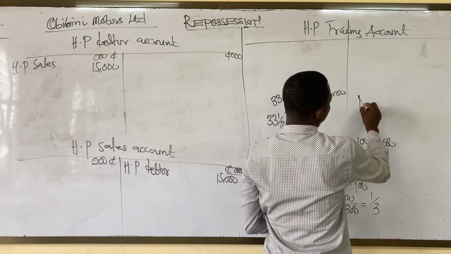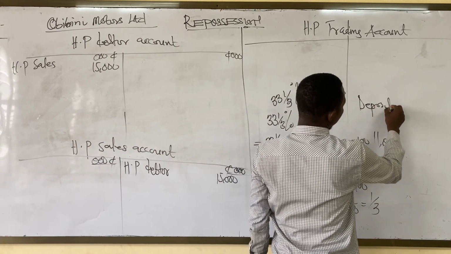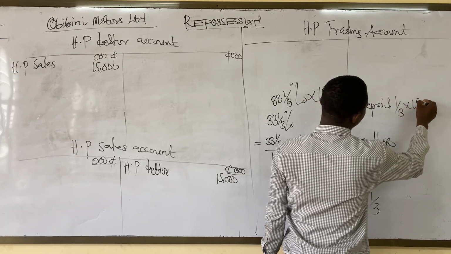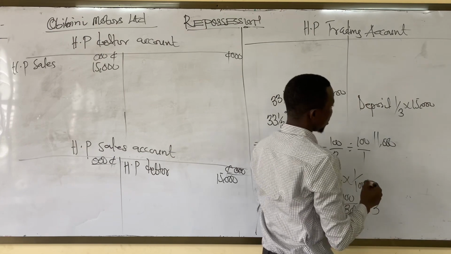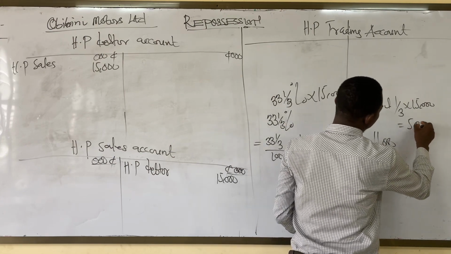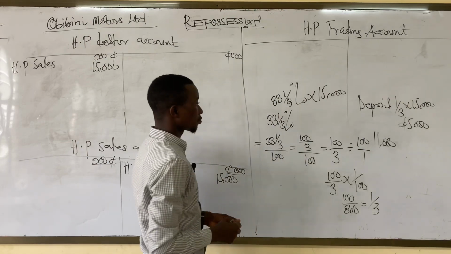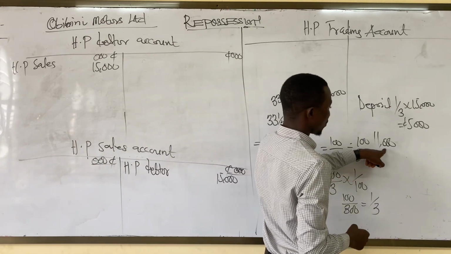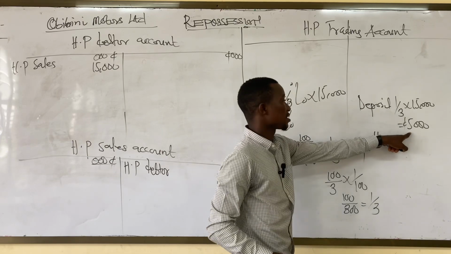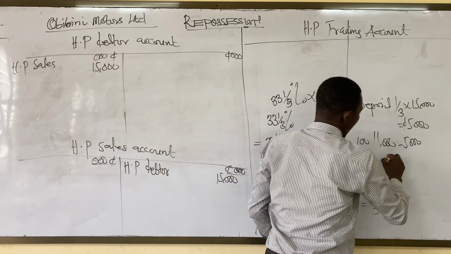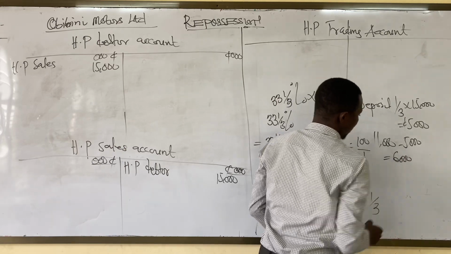So to find the deposit is 1/3 of the hire purchase selling price, and this gives us 5,000 cedis. Is that okay? So the total amount is 11,000. So if 5,000 represents the deposit, we subtract the deposit, and the remaining 6,000 becomes the installment.